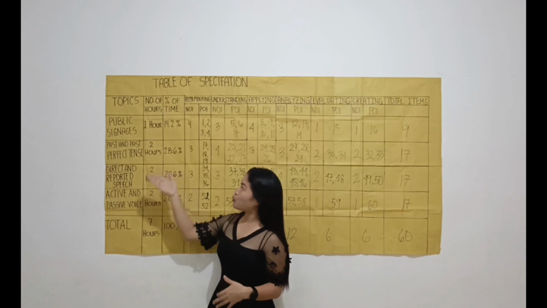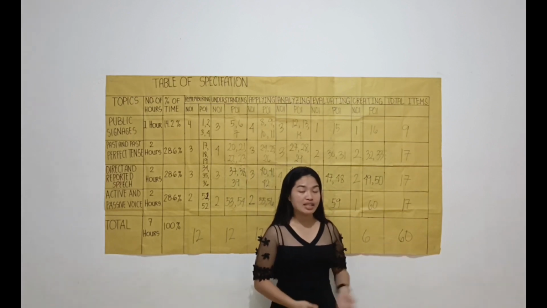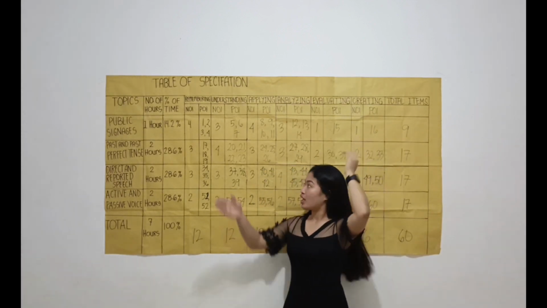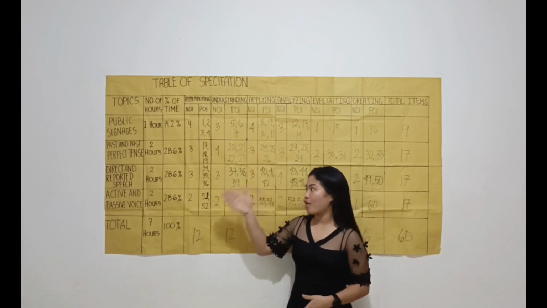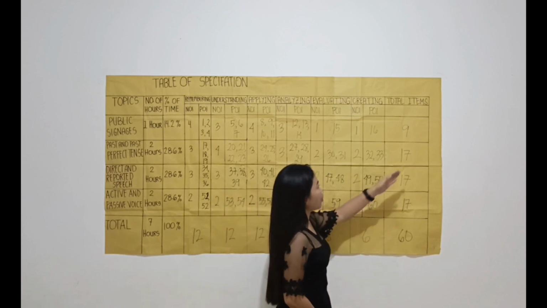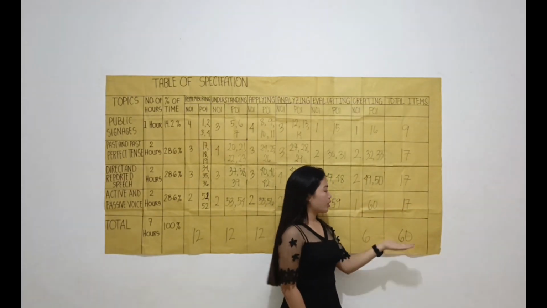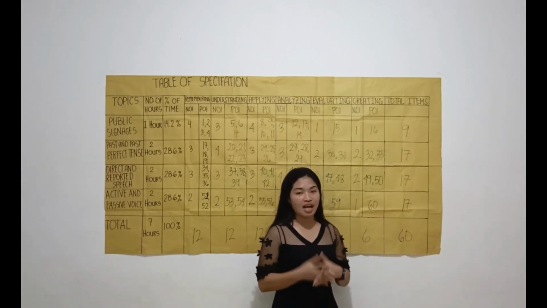So just like this one for public signages, which has a percentage of time of 14.2%, we multiplied it by 60 as the total number of items. Then we got 9 items in this topic. The same thing will be done for the rest of the topics, which will lead us to get these total numbers. And then if we add it all, we will get 60 for the total number of items in the examination.